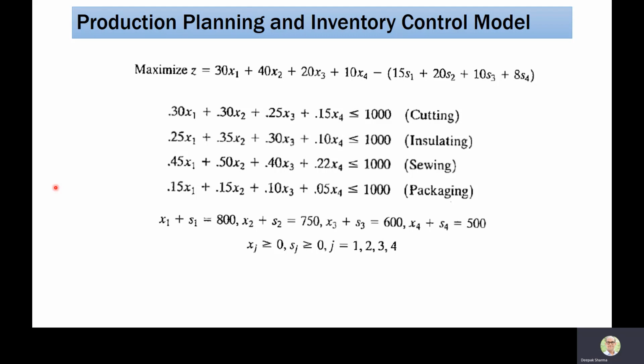Now, as of now, we have understood that if I have a two variable problem, I can solve it using the graphical method. In this particular problem, we have more than two variables, so I cannot solve this problem using the graphical method. We have other methods such as the simplex method, which we can use for solving this problem. We will learn the simplex method after finishing this chapter.